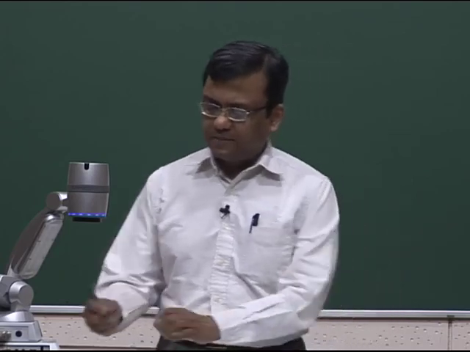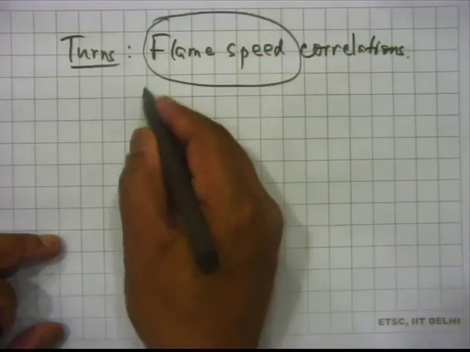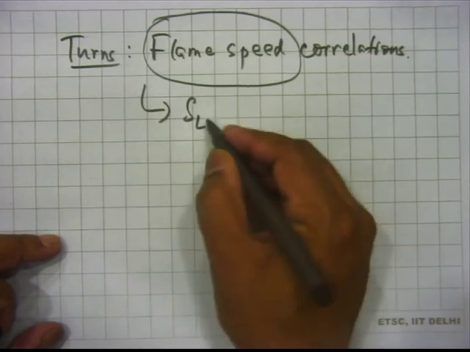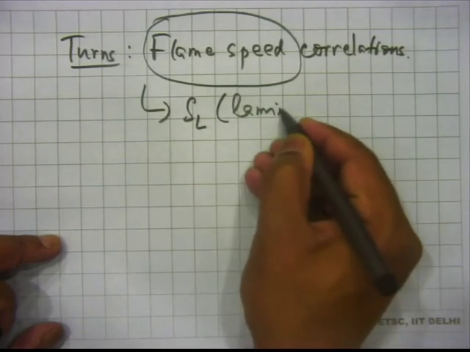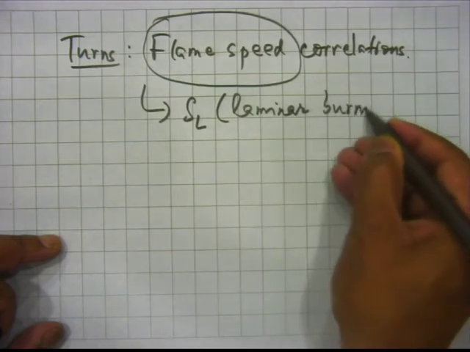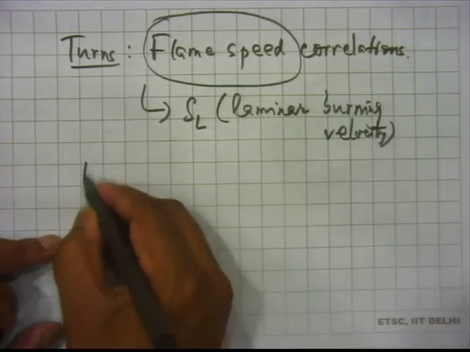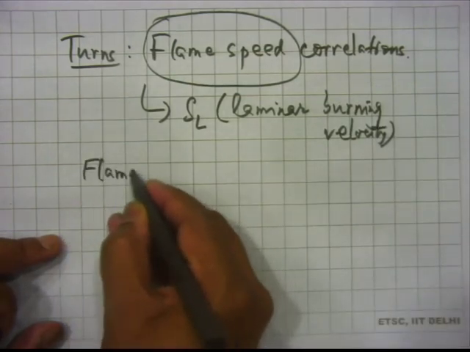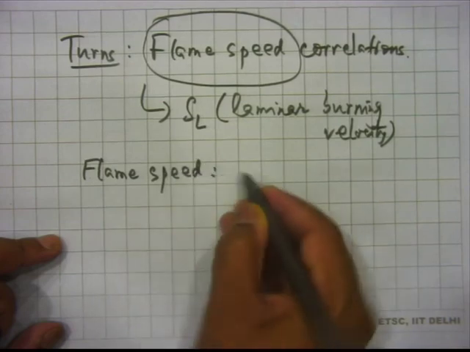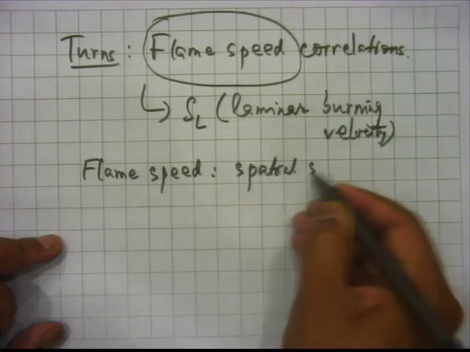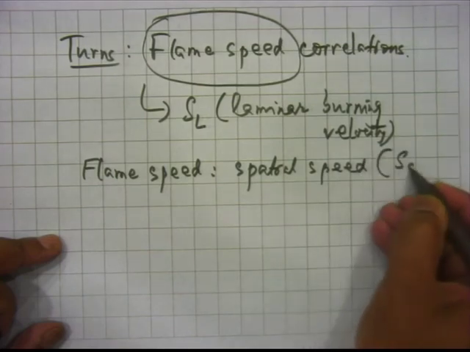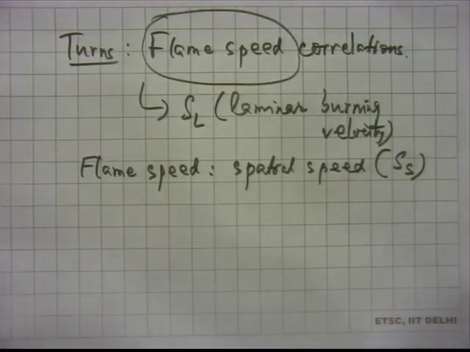Now, I must clarify again, what Turns means by flame speed is what we are calling SL. We are calling SL laminar burning velocity. So, we are not using exactly the same terminology as Turns. And according to what I prefer to use, flame speed is the spatial speed. This is SS. Long time back we looked at this, spatial speed. So, when he writes flame speed correlations, we will think about this as laminar burning velocity correlation.